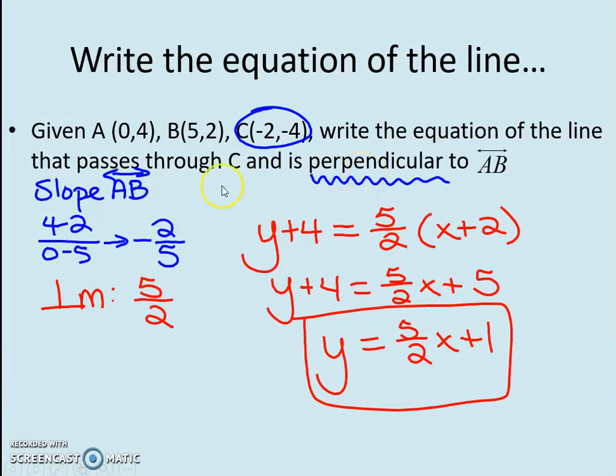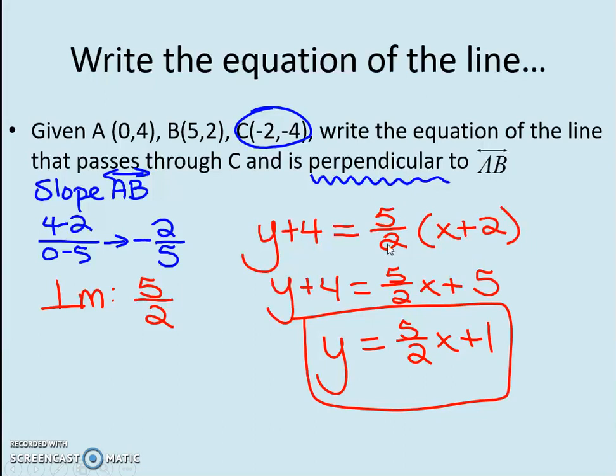Now we want an equation that is perpendicular to negative 2 over 5. So the perpendicular slope, m, where m means slope, will be positive 5 over 2. You change the sign and you take the reciprocal. So you need to use 5 over 2 for your m.